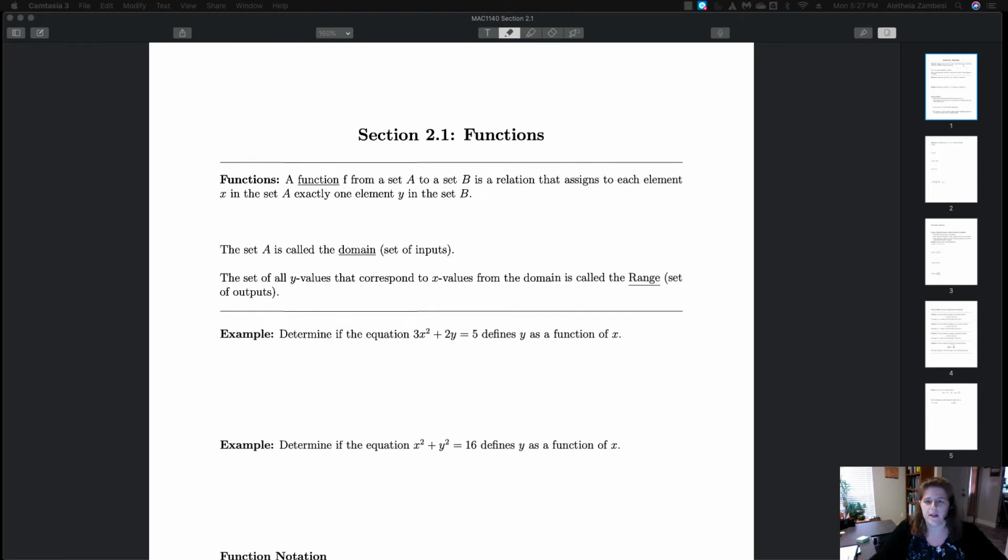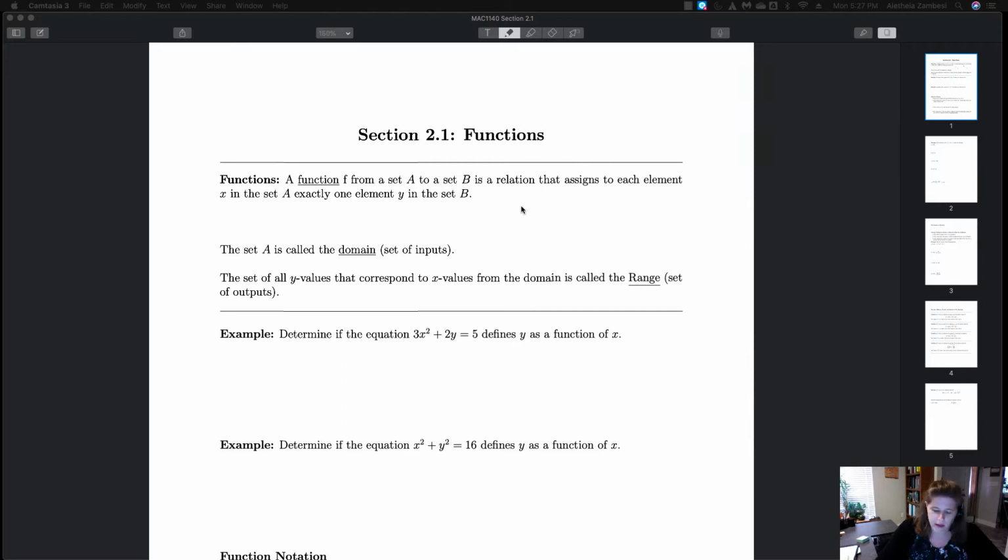Hello everyone. Today we're going to be working on section 2.1, which is the beginning of functions. Now a function itself is a relationship between a set called A and a set called B. Typically we take in our set A and we have a bunch of x values, and each x value is mapped using our function to the set B.